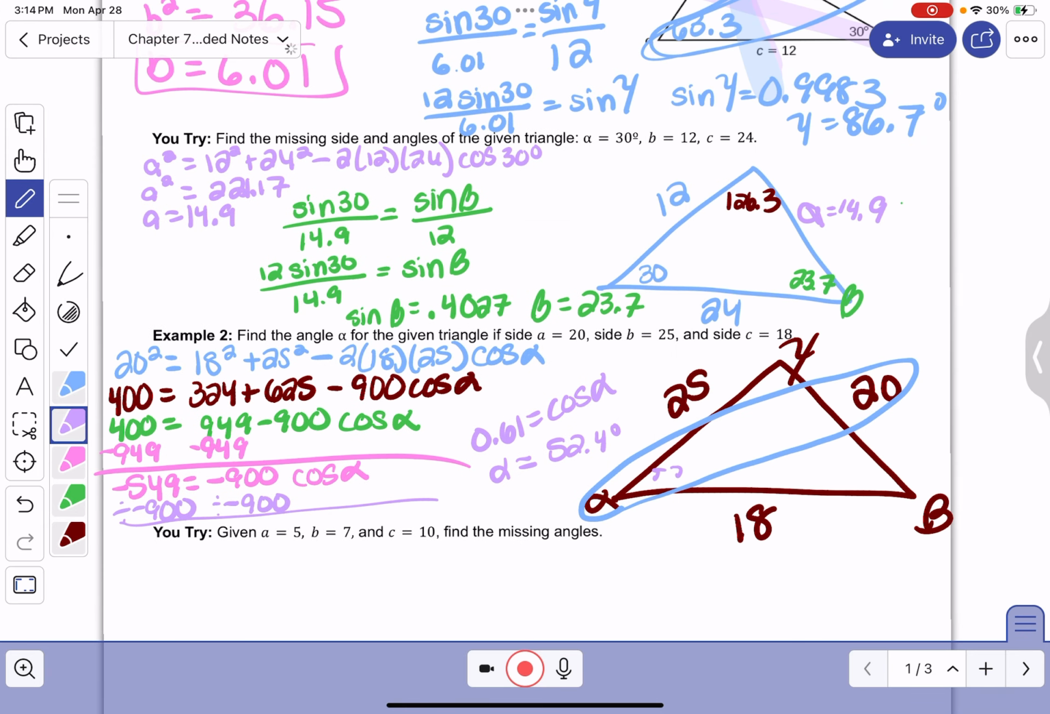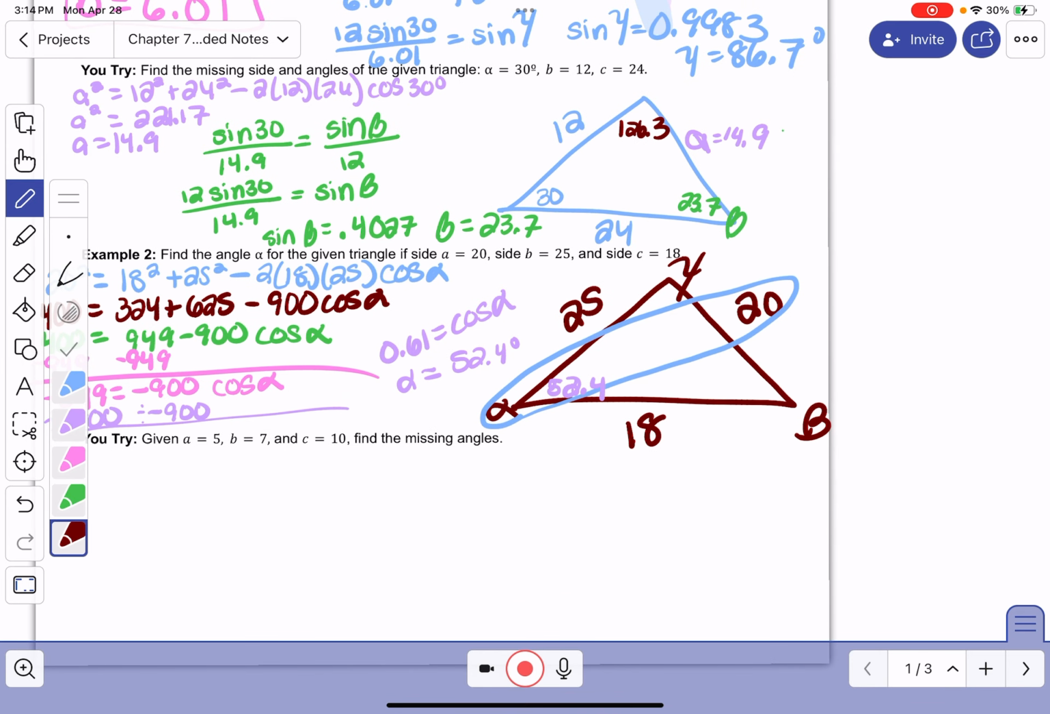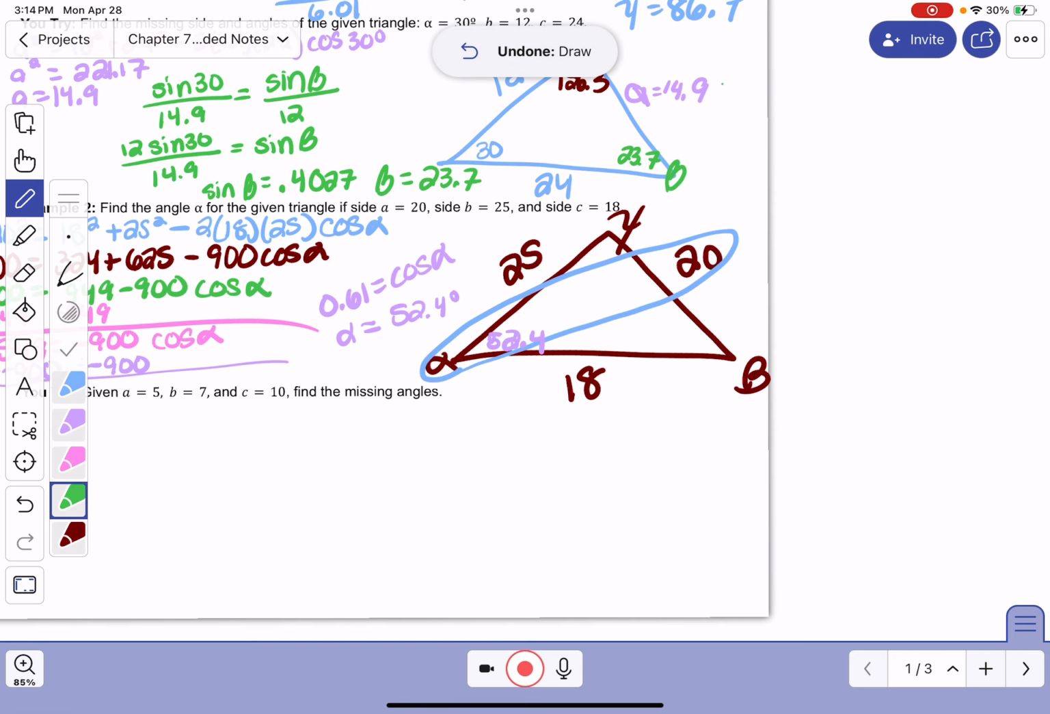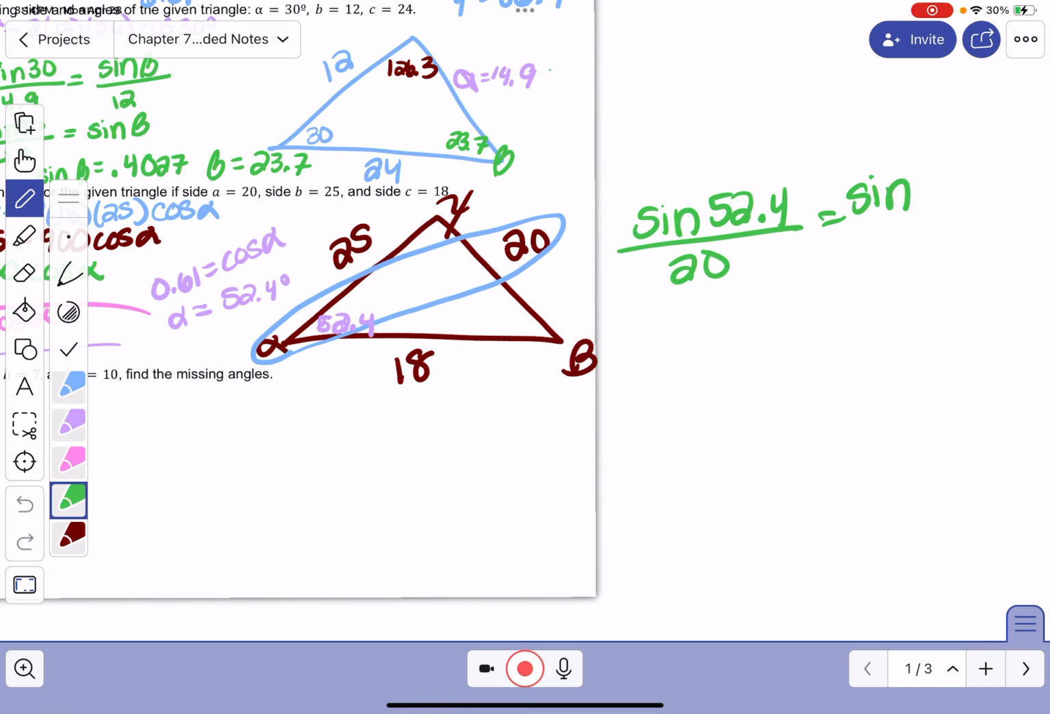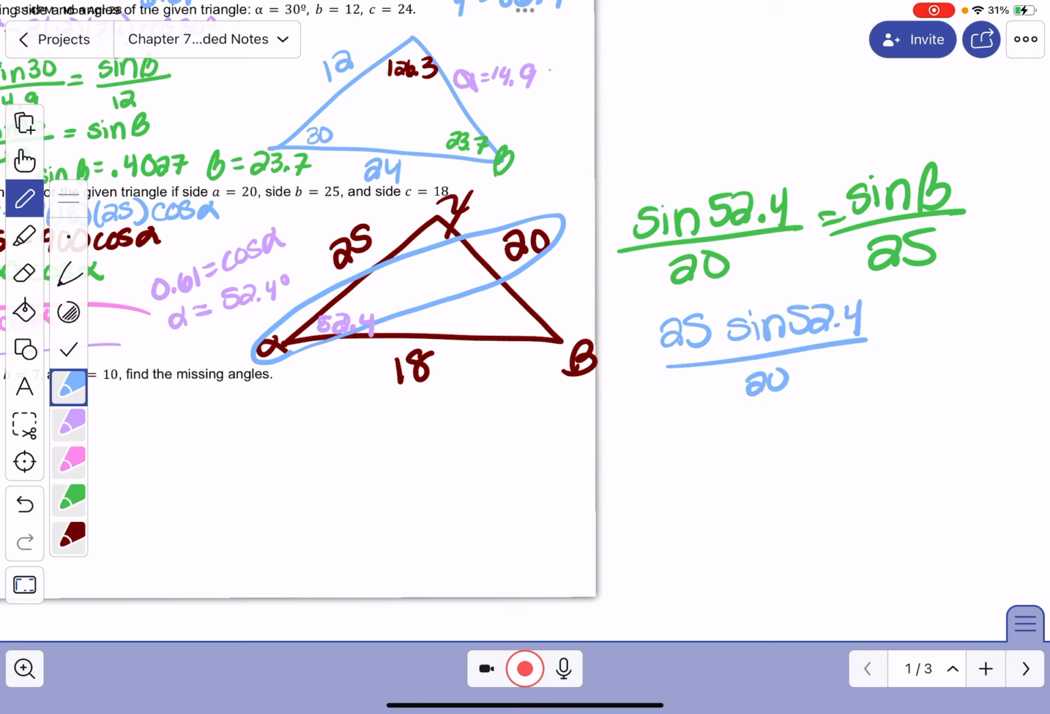So that makes this 52.4. So again, it's not harder, it's just more steps and more different things to rearrange. So sine is typically simpler. We can do that again to find gamma and beta, or we can do sine, because now we have sine of 52.4 over 20 equals sine of beta over 25, and then we cross multiply just like we've been doing. 25 sine 52.4 divided by 20 equals sine beta.